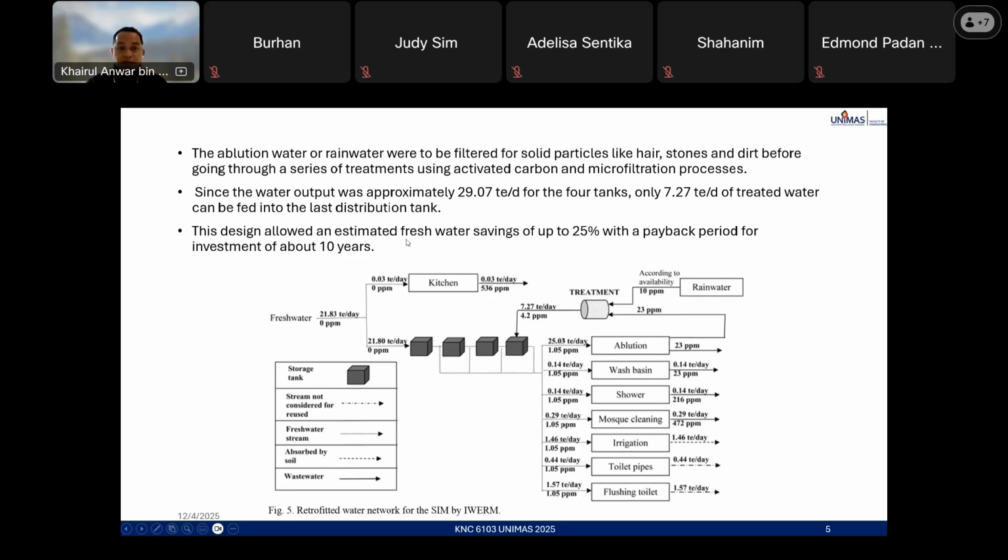This design allowed an estimated freshwater saving of up to 25%, with a payback period for the investment of about 10 years. That's a long time. How do you calculate the payback period? The total investment divided by the net annual saving. When we calculate, the payback period is about 10 years.